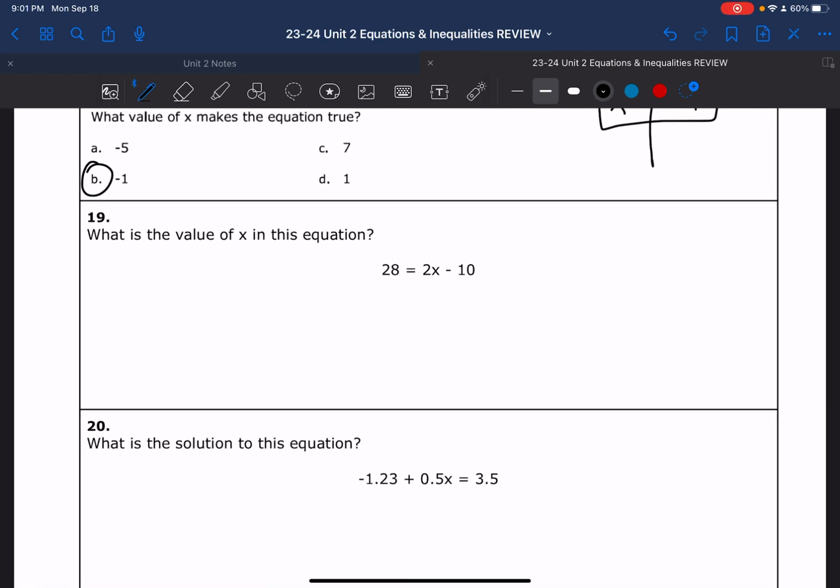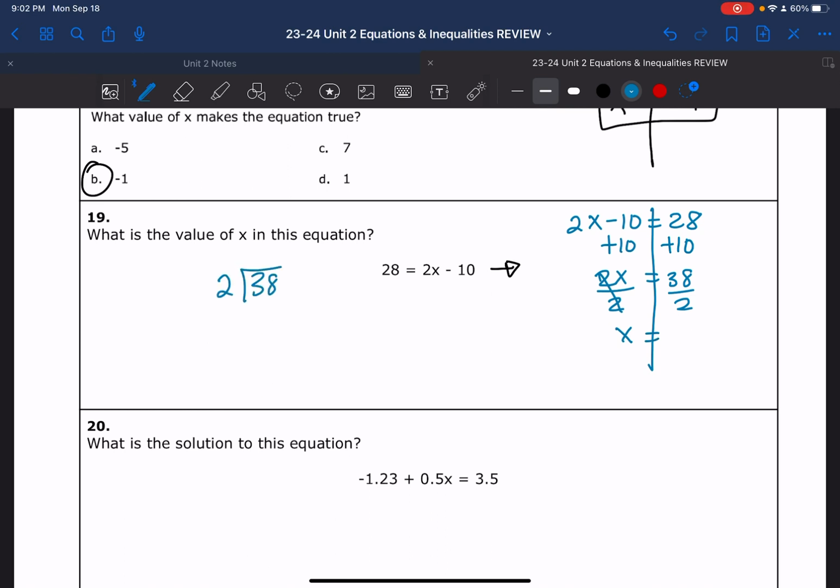What is the value of x in this situation? I can leave it like this, or I can change it to where I have my x on the left side. I like the second way. So 2x minus 10 equals 28. All right, so here I'm going to add 10 to both sides. 2x is going to equal 38. I'm going to divide by 2. This is going to become 1. And let's go ahead and divide 38 divided by 2.